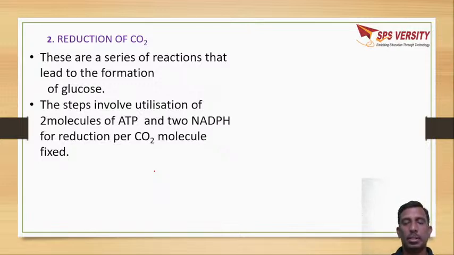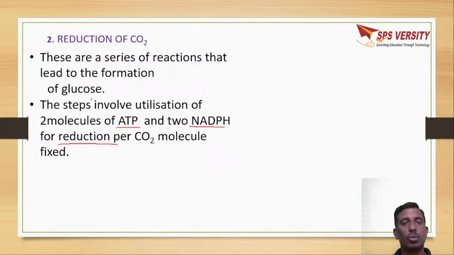In reduction, to reduce these molecules of 3-PGA, we need energy, ATP and NADPH. So we require 2 molecules of ATP and 2 molecules of NADPH for reduction per CO2 molecule, which leads to formation of glucose. So some molecules are used in formation of glucose and some are sent for regeneration. All are not used for formation.